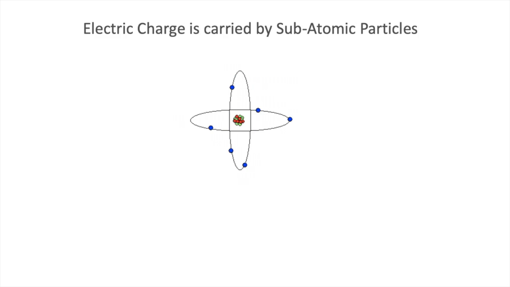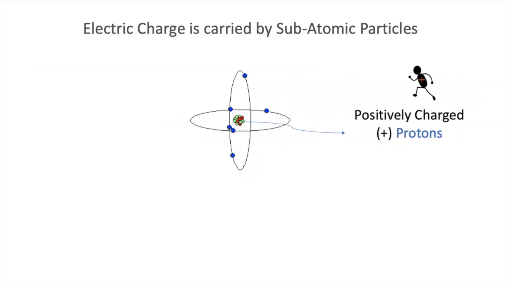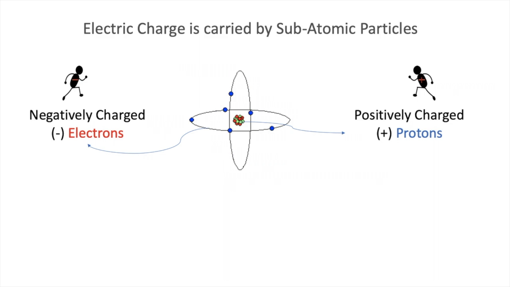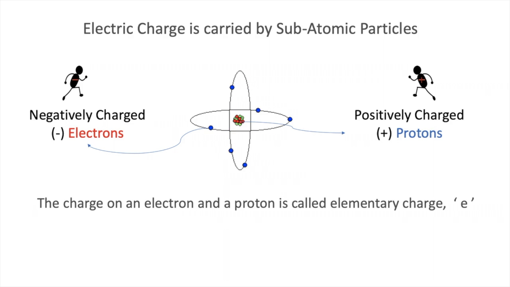Now you know that an atom is made up of a central nucleus which has positively charged protons. And it also has neutrons which don't have any charge, so we won't talk about those, at least for now. Then the atom also has negatively charged electrons which are revolving around the nucleus. Now these protons and electrons form the most basic unit of charge, and they are known as elementary charges.